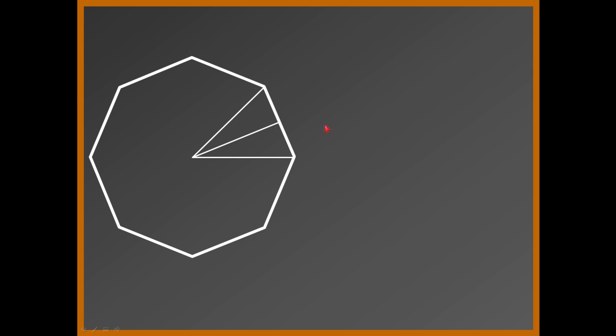Here we have drawn the polygon and the apothem. Then this will be half of the central angle. This will be alpha over 2. And this is 1/2 of the side, s over 2.